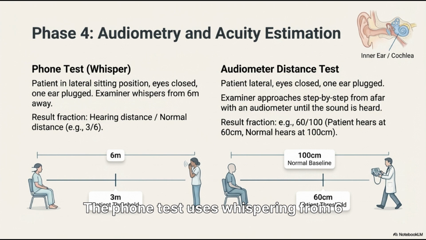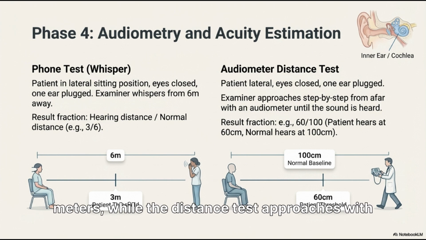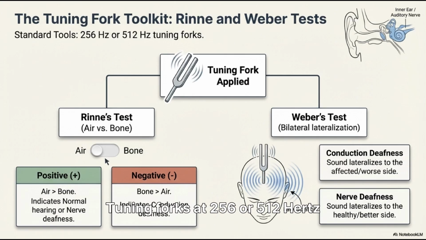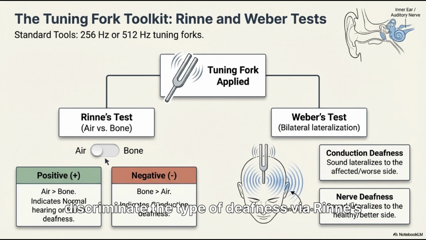The phone test uses whispering from 6 meters, while the distance test approaches with an audiometer until sound is heard. Tuning forks at 256 or 512 Hertz discriminate the type of deafness via Rinne's and Weber's tests.